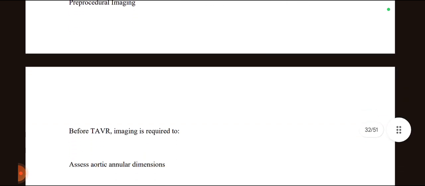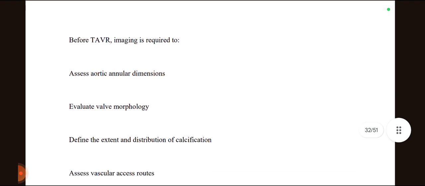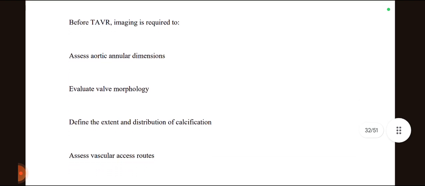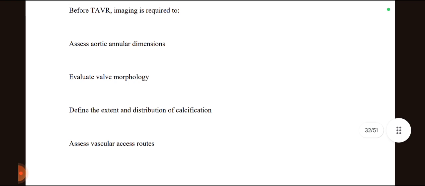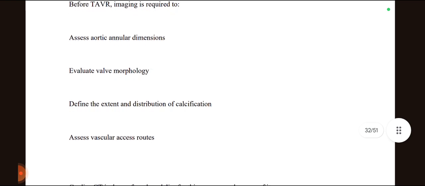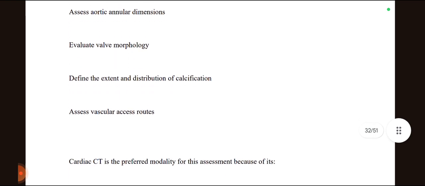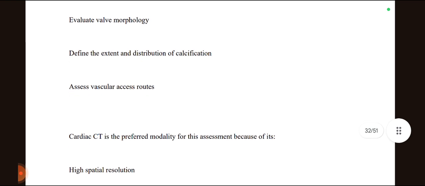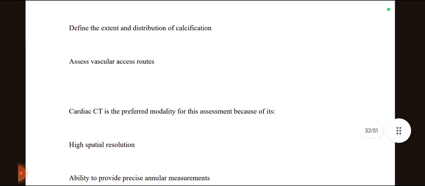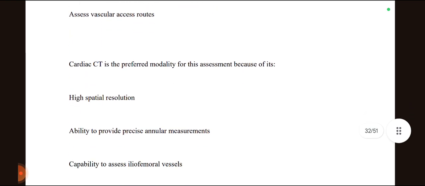So there is pre-procedural imaging. Before TAVR, imaging is required to assess aortic annular dimensions, evaluate valve morphology, and define the extent and distribution of calcification. Also to assess vascular access routes कि हम लोग जाएंगे किस route से.